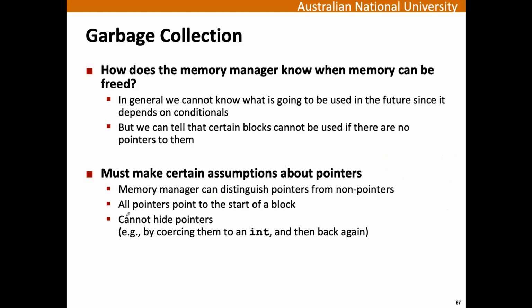All pointers point to the start of the block. That's true in Java, but not in C. In C, you can grab a pointer and point anywhere in the middle of the block, and that makes it very hard for the garbage collector. And you cannot hide pointers. What I just did was hide a pointer inside an integer variable. The integer variable was masquerading as a pointer, right?